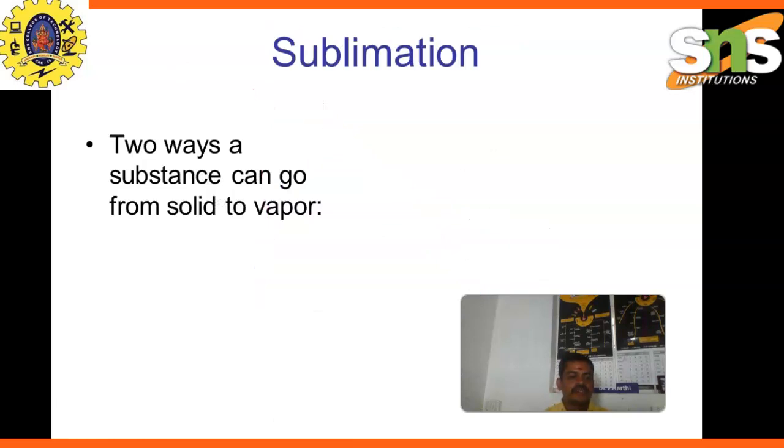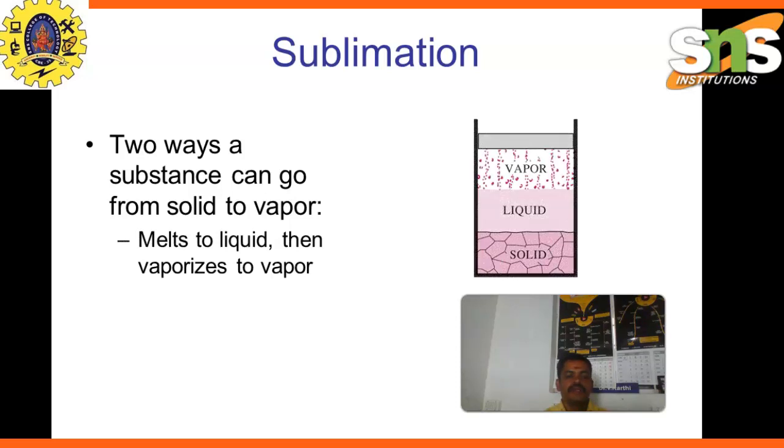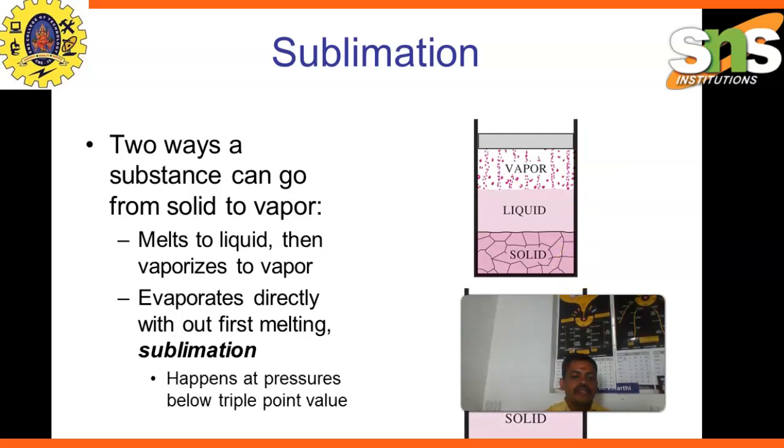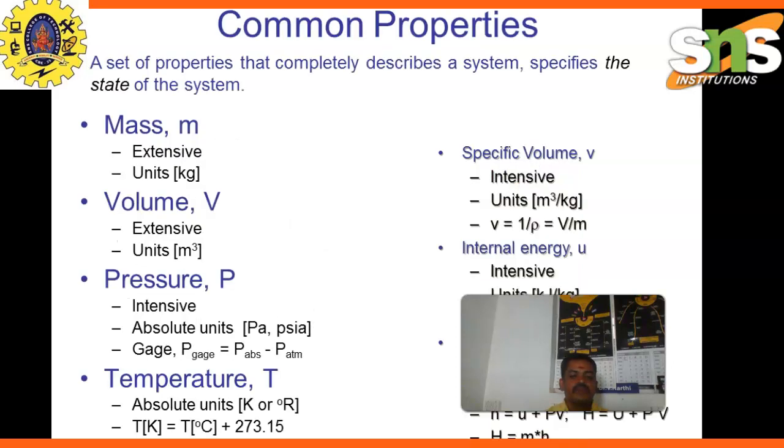Sublimation: there are two ways a substance can go from solid to vapor. One is to melt to liquid, then vaporize to vapor. The images indicate sublimation. First the solid slowly melts to liquid, then finally converts to vapor. The other is to evaporate directly without first melting, which is sublimation. This happens at a pressure below the triple point value.